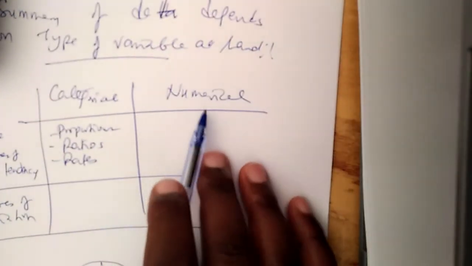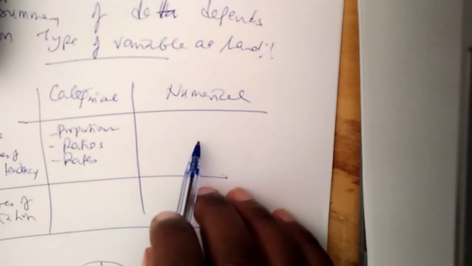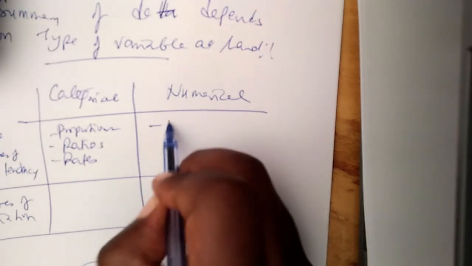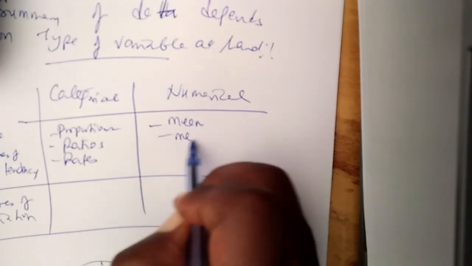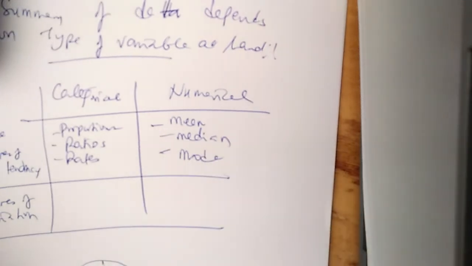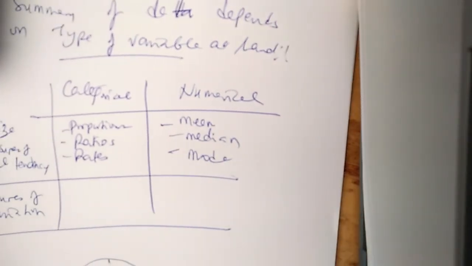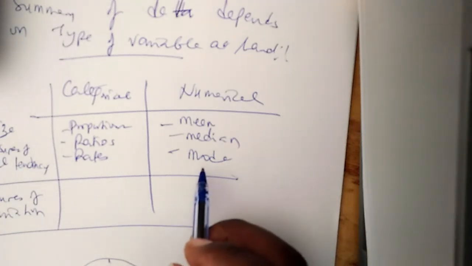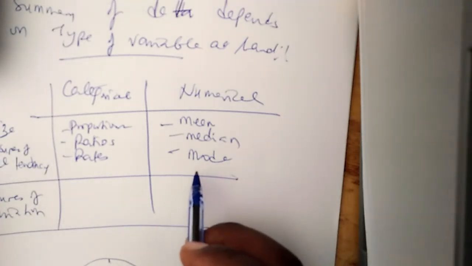Numerical variables are summarized, as we saw yesterday in the video by Dr. Luke, using the mean, the median, and the mode. This we did in scenario 2. This is how we summarize numerical variables by way of central tendency.